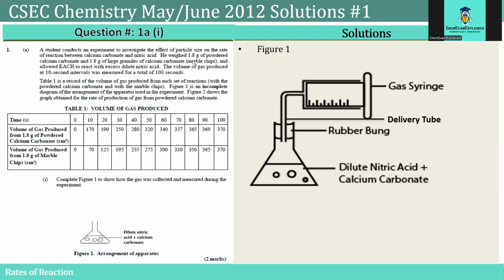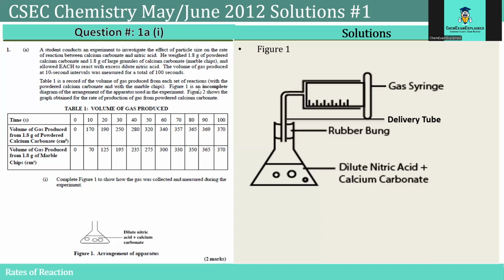He weighed 1.8 grams of powdered calcium carbonate and 1.8 grams of large granules of calcium carbonate, that is the marble chips, and allowed each to react with excess dilute nitric acid. The volume of gas produced at 10-second intervals was measured for a total of 100 seconds. Table 1 is a record of the volume of gas produced from each set of reactions with the powdered calcium carbonate and with the marble chips.